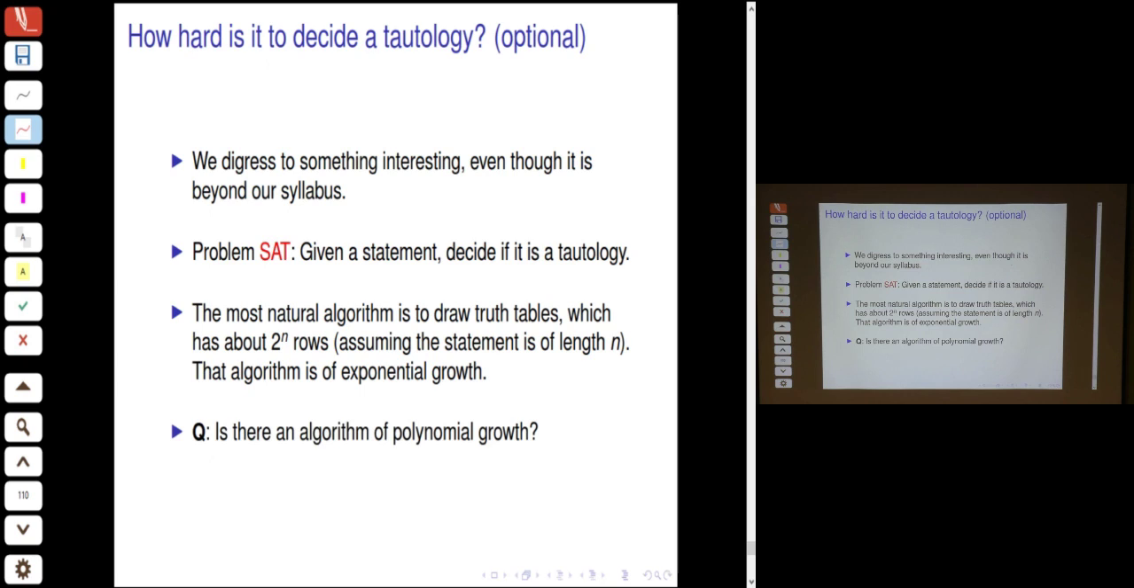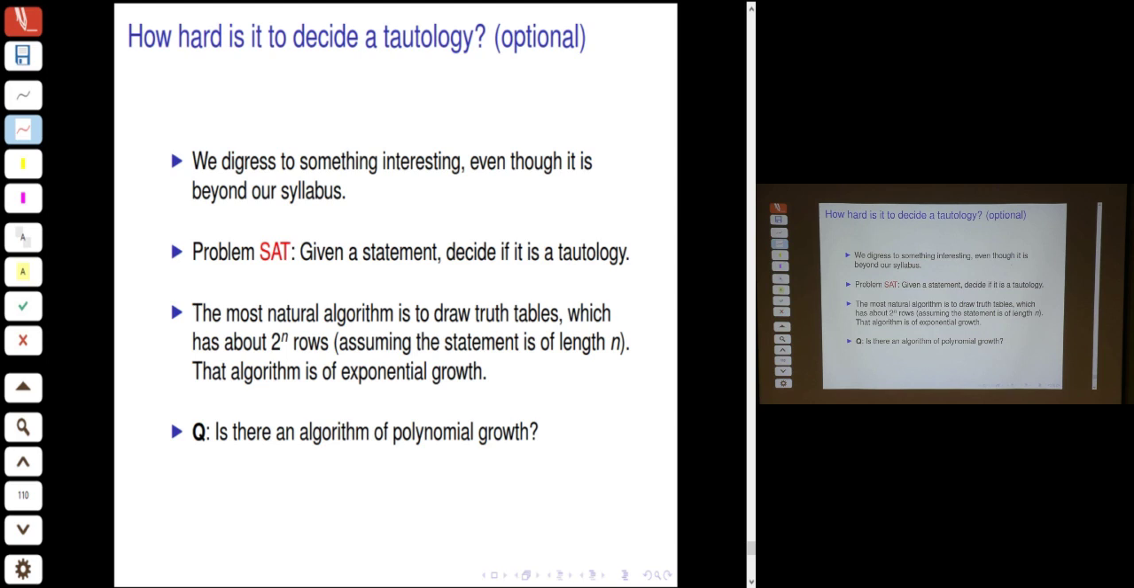So the question is, can you do better? Is drawing a truth table the only way to decide it? Is there an algorithm which is faster, for example, polynomial growth? So the last line says, is there a polynomial time algorithm which determines whether a statement is a tautology? So that's the question.